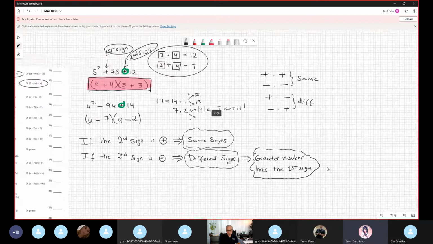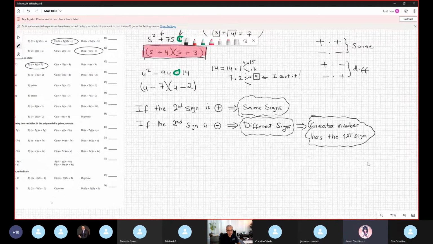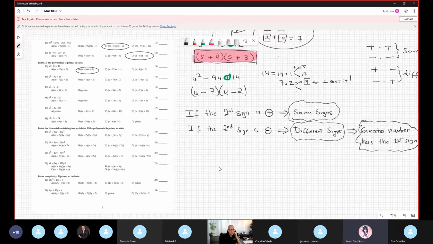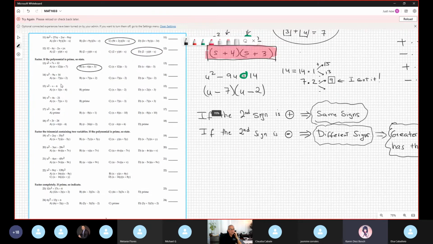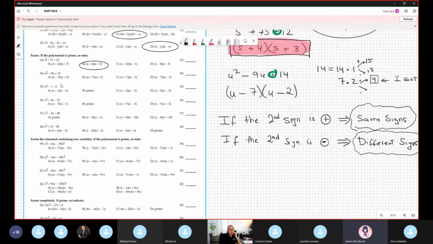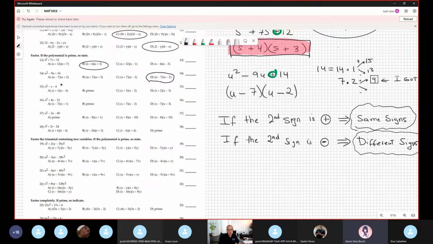Let me try one more example to generalize this idea. Example 14, I did 14 here, the answer was this. Now 15. 15 is x squared minus x minus 6.